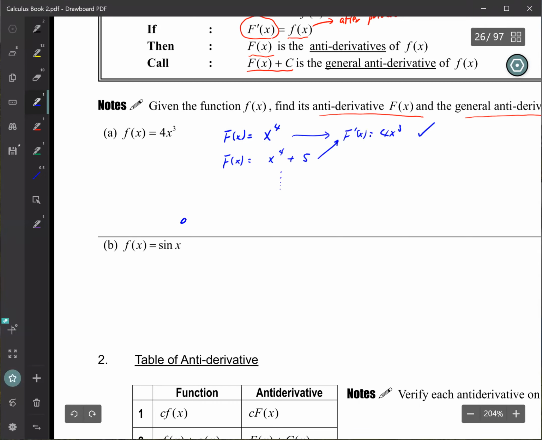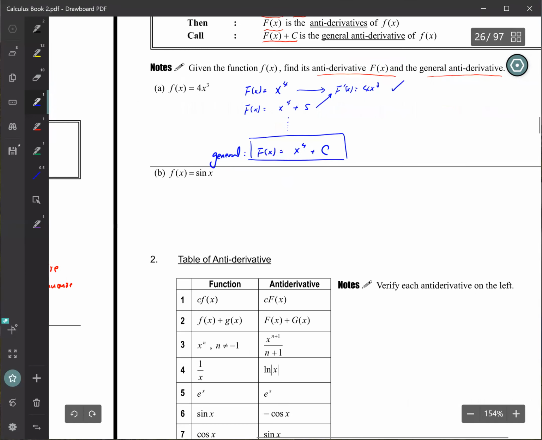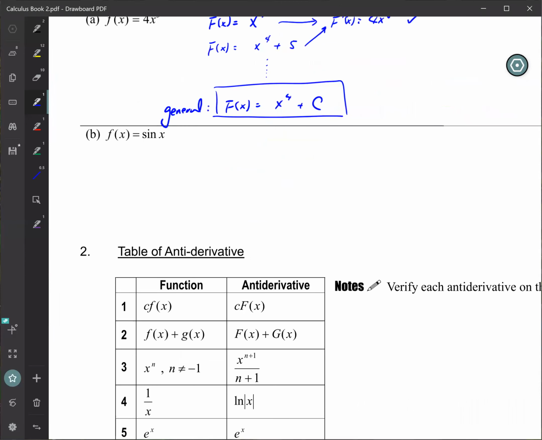So the general antiderivative will be F of x equal to x to the 4 plus c. This is called the general antiderivative. Any questions? Okay, part B, I'll let you try this one. It'll be pretty easy if you remember your hexagon. Raise your hand if you got the general antiderivative.